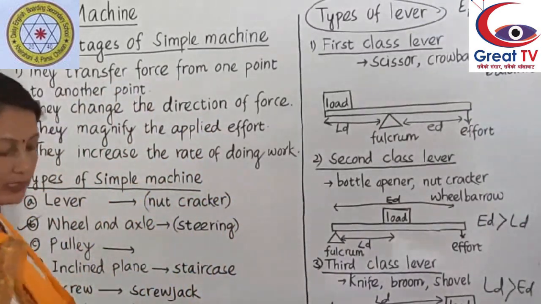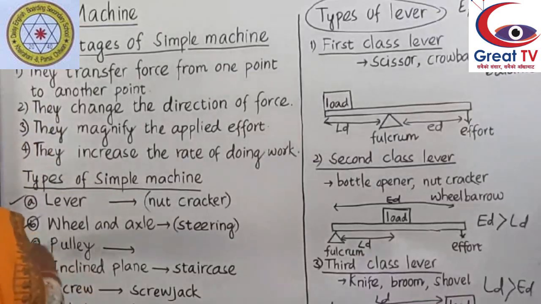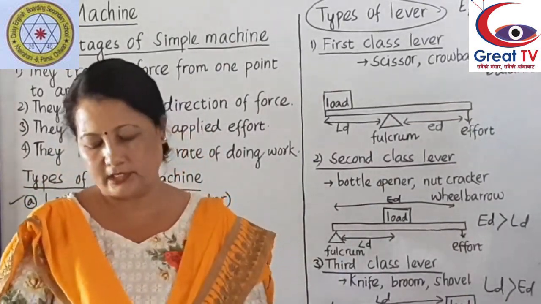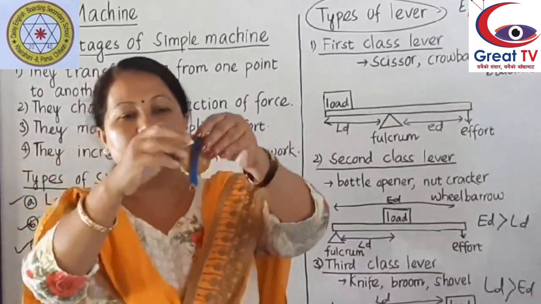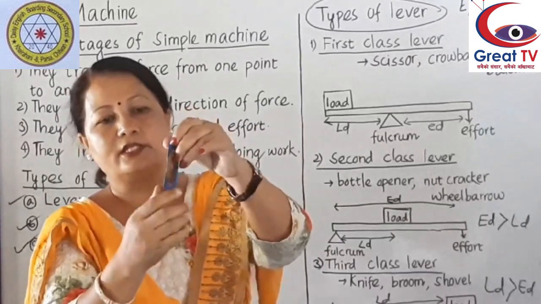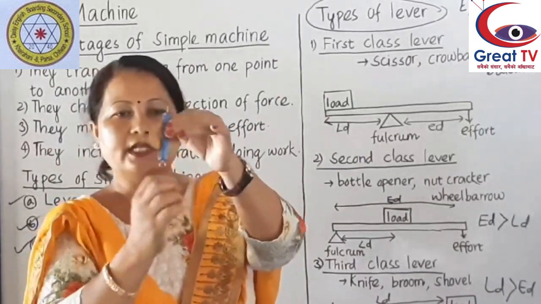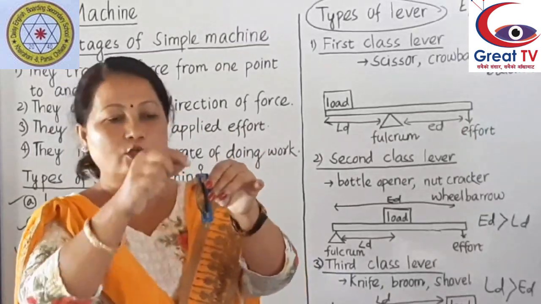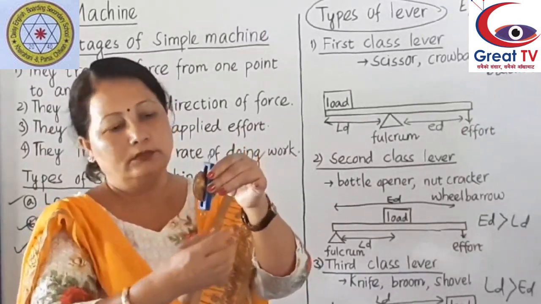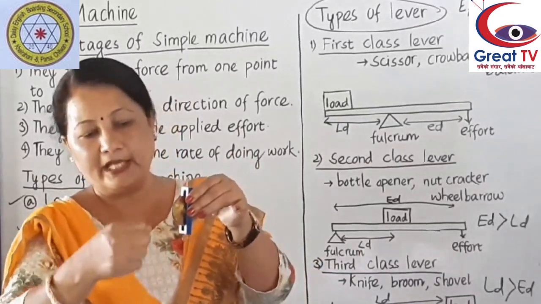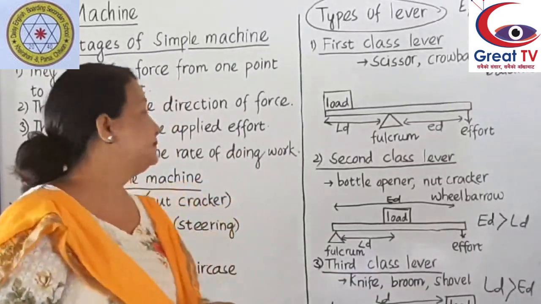Now our next topic is pulley. Pulley is a circular disc having a groove at its circumference through which rope is passed. Load is hung at one end and we apply effort at the other end.